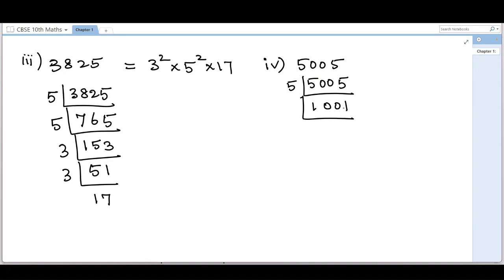Since the last digit is 1, you can go with 3 or 7. So let me choose 7. So 1, 3 times 4, 21 is 3. Okay. Since 143, you can go with 11. So 1 times 3, 33, 3 times. That's it. So 5005 can be written as the product of 5, 7, 11 and 13.